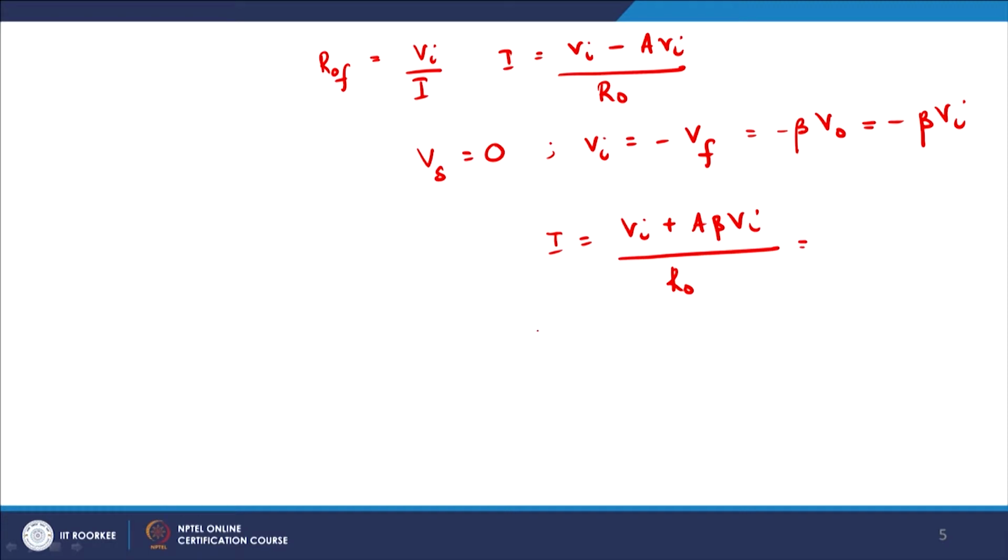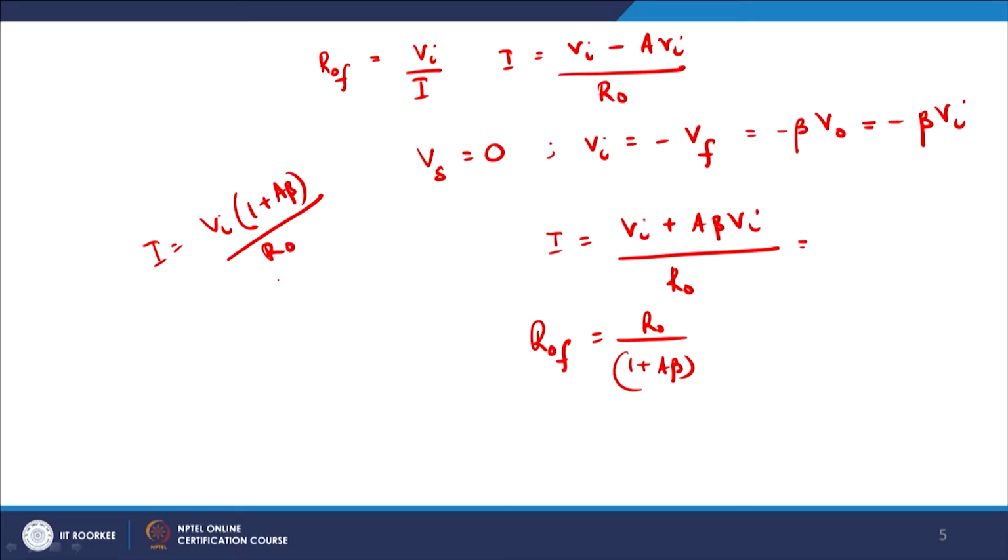So, I get Rof equal to Ro divided by 1 plus A beta, because you take Vi common, so I equals Vi times 1 plus A beta divided by Ro. If you take this to this side and vice versa, I get Ro by 1 plus A beta equals Vi by I. Now, Vi by I is nothing but Rof. So, Rof equals Ro upon 1 plus A beta, and that is what you get.